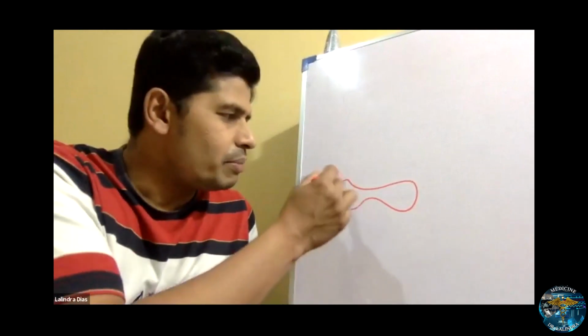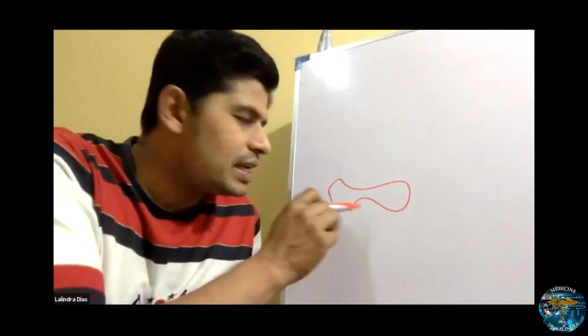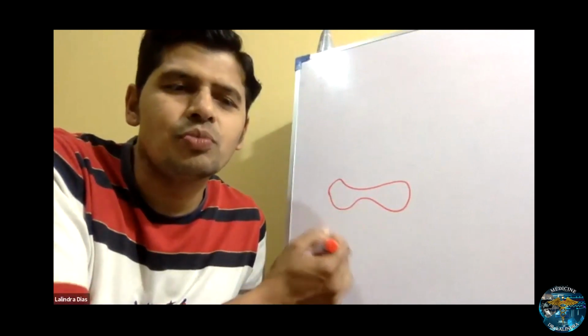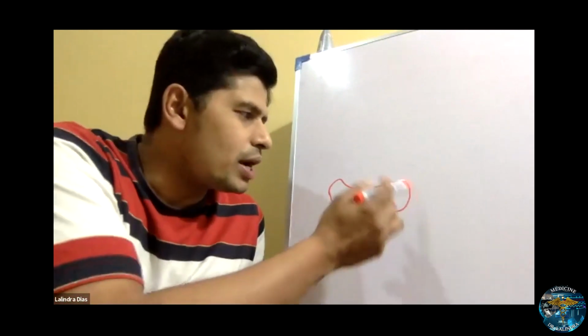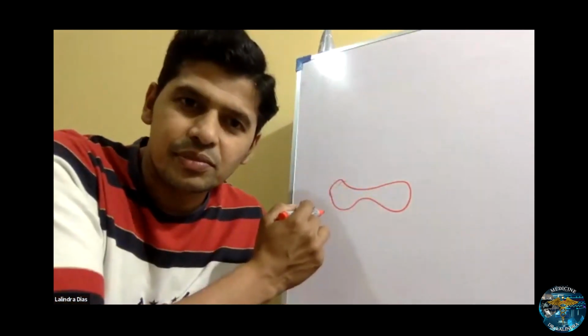Right? So it's the biconcave shape. So why does the red cell adapt this shape? Because when it has to pass through capillaries and also tiny small blood vessels, it has to adapt into this shape. So that's called the biconcave shape. Okay.